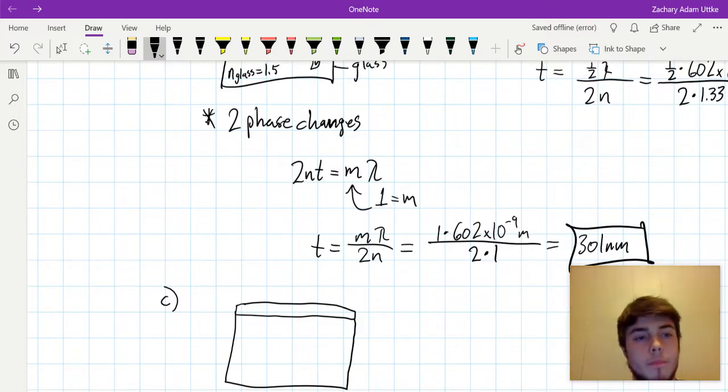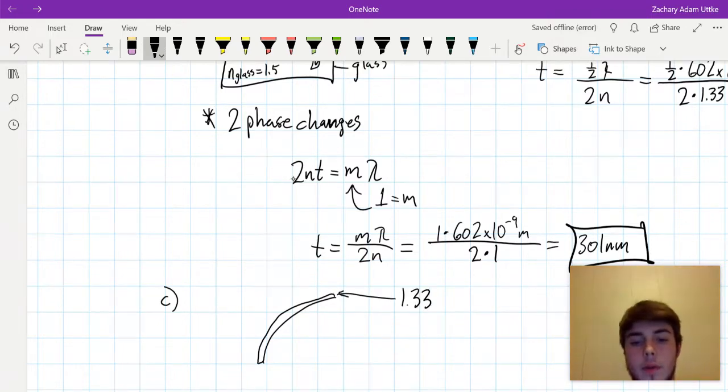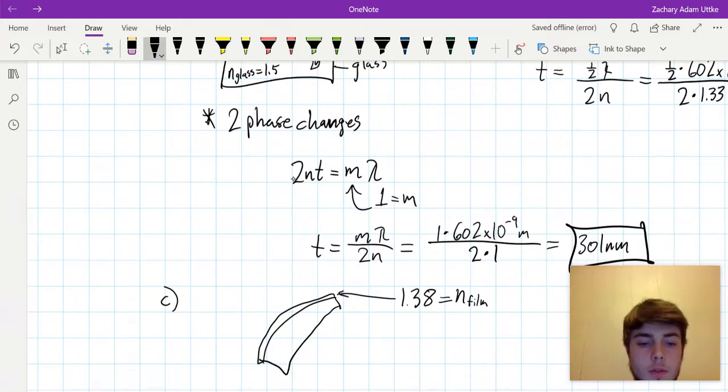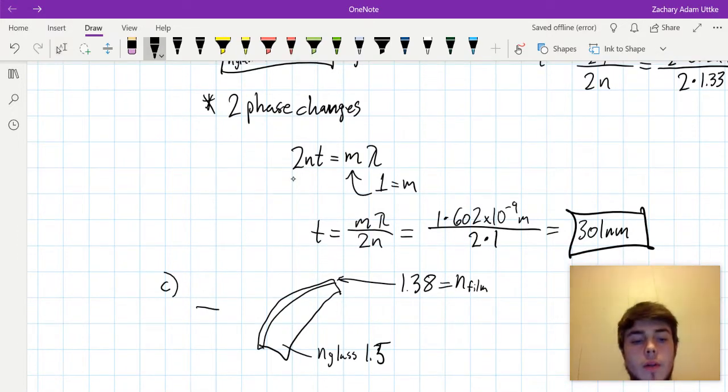So let's change this, actually. So let's say we need a pair of sunglasses, and we coat it with a thin film. Let's say the film is 1.38. So that is the n of the film. And we have a pair of sunglasses. So this is then n of glass still, 1.5. Okay, so this is a practical example where we want to minimize the amount of light.